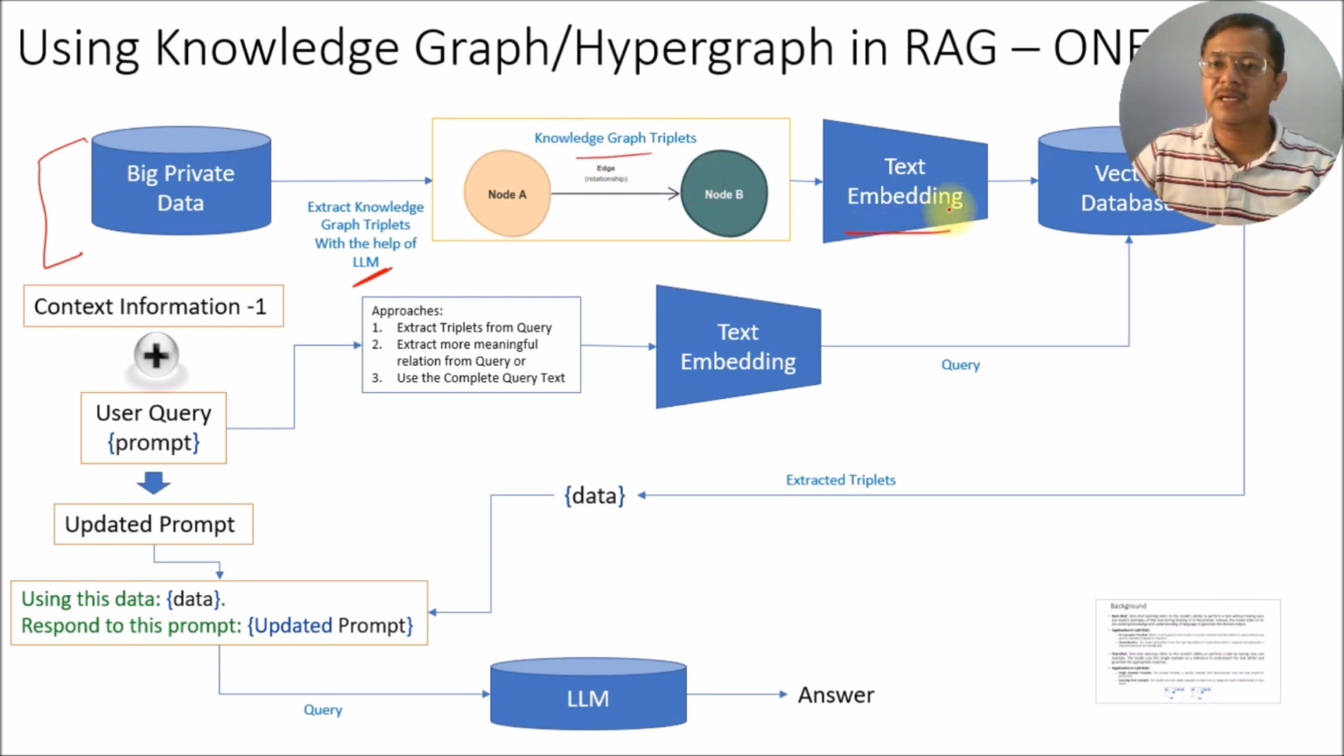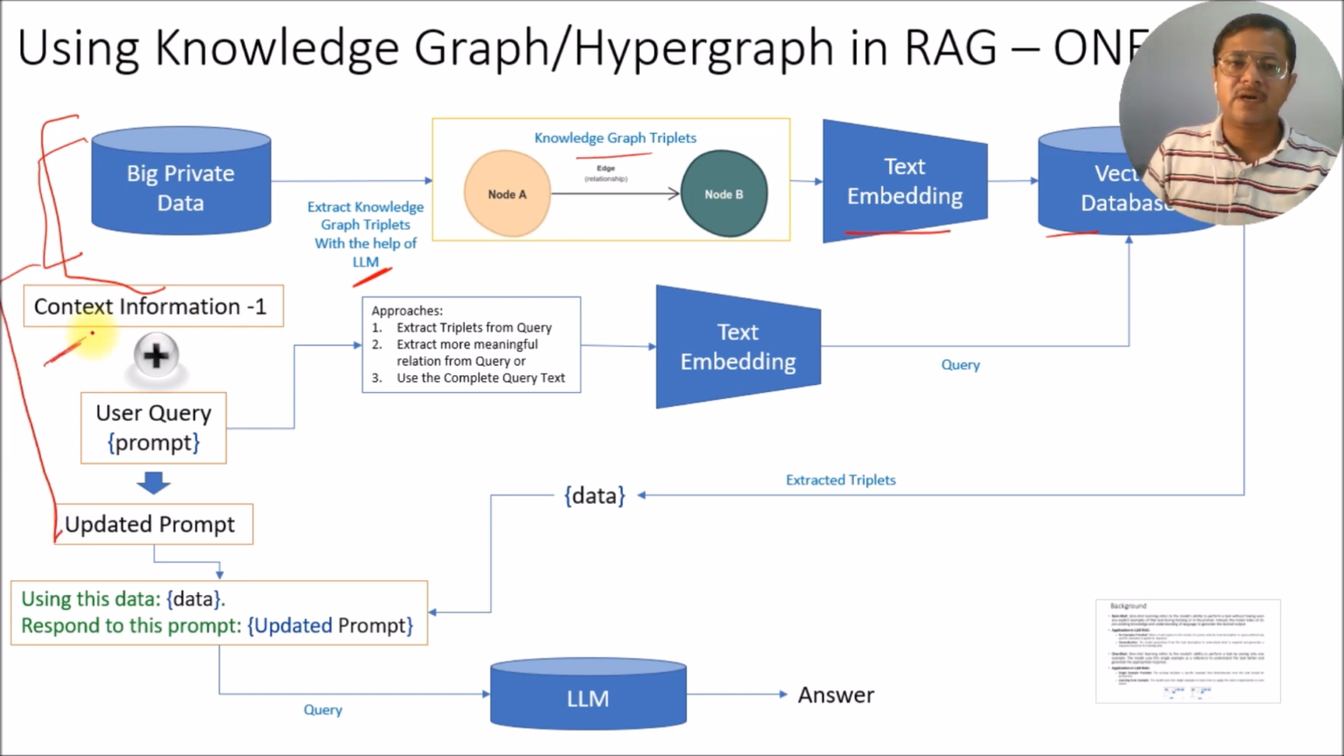We apply text embedding strategies to convert the knowledge graph triplets into vector data format and store it in a vector database. We have used ChromaDB here. So this is your offline part. This is done separately because it generally takes a lot of time. Now your online system starts from here.